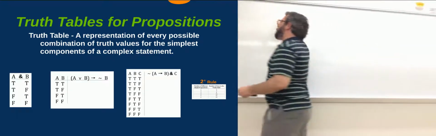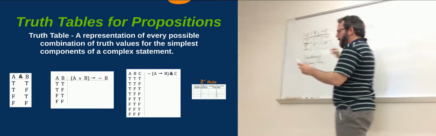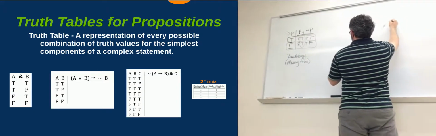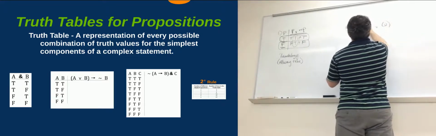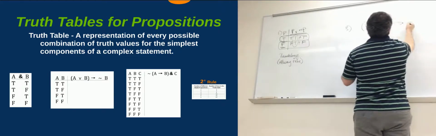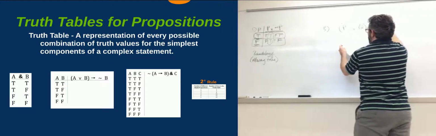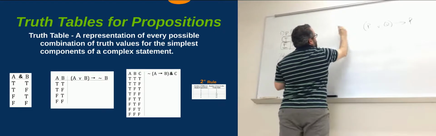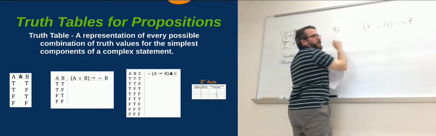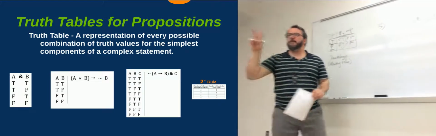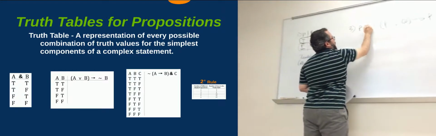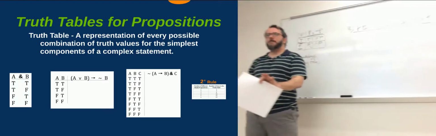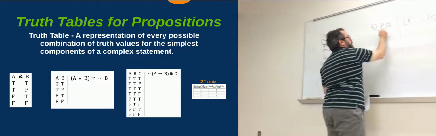Let's look at number 3 with what time we've got left. This one's a little more complicated. P or Q, if P or Q, then P. How many different independent statements do I have here? 2, right? I have P and I have Q. So how many lines is my truth table going to have? It's going to have 4.